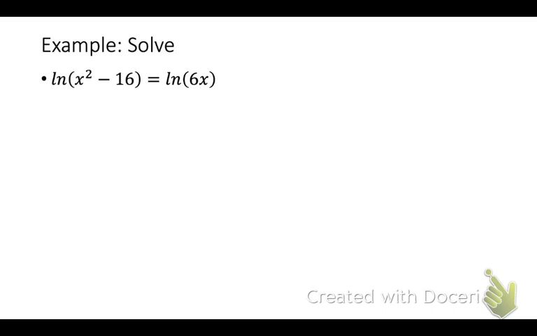Okay. Now we were in logarithmic, right? So we probably want to go to what? Exponential. So if the natural log of x squared minus 16 equals the natural log of 6x.